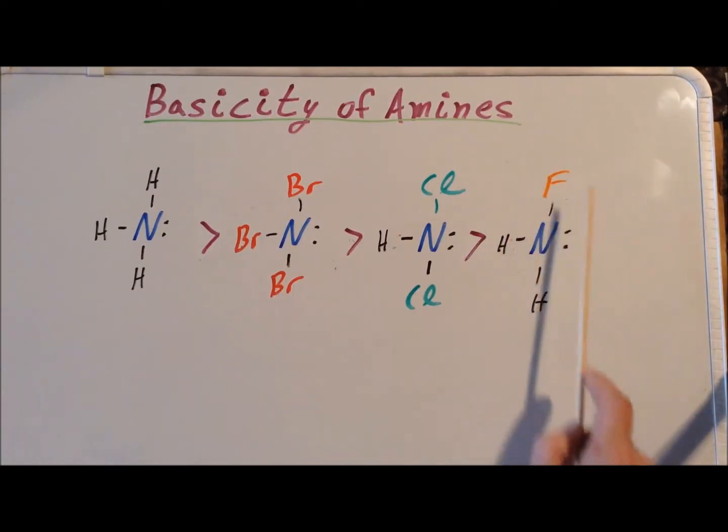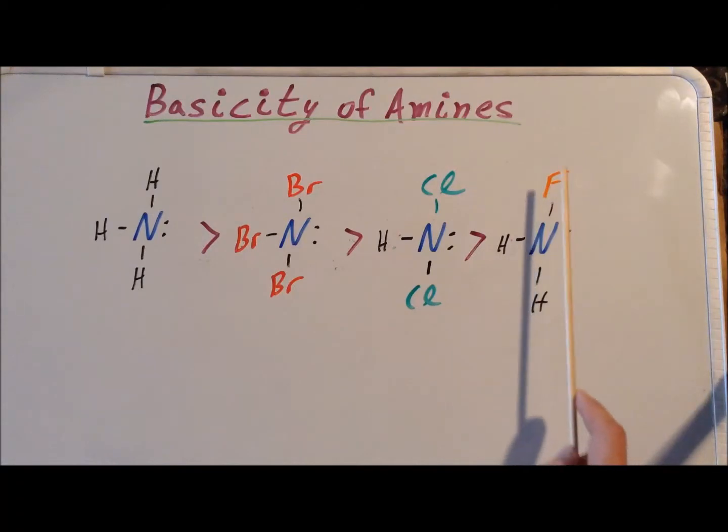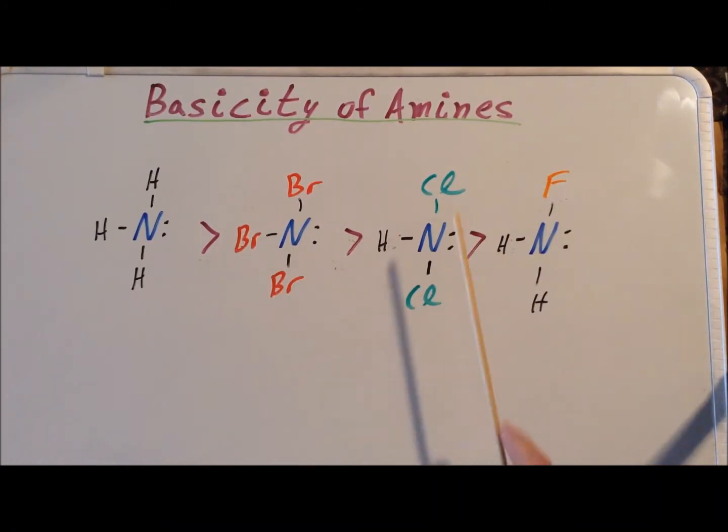Similarly, if I compare just 1 fluorine atom, it turns out, although we might not necessarily have predicted this, that 1 fluorine atom is so electronegative that it has a greater electron withdrawing effect, at least in this series of amine compounds, than 2 chlorines.